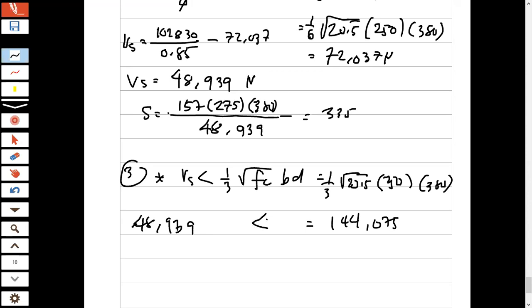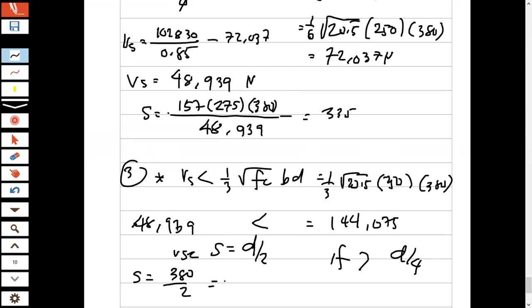Pagka less than, we're going to use S is equal to d over 2. Pero kung greater than, d over 4 ang gagamitin natin. So in this case, spacing is just d, 380, over 2. Okay, that makes 190 millimeter.